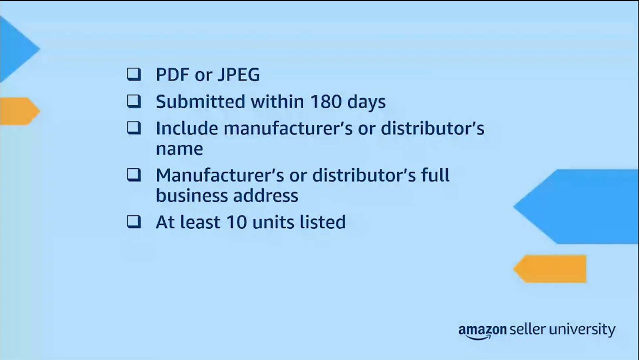The invoice you submit must be issued within 180 days of the day of your application submission and must include the manufacturer's or distributor's name. Your full name and address should be included and should match the information in your selling account. The invoice must also include the manufacturer's or distributor's full business address, website URL, or phone number. Finally, the invoice you provide must show the combined purchase of at least 10 units of the product you're applying to sell.